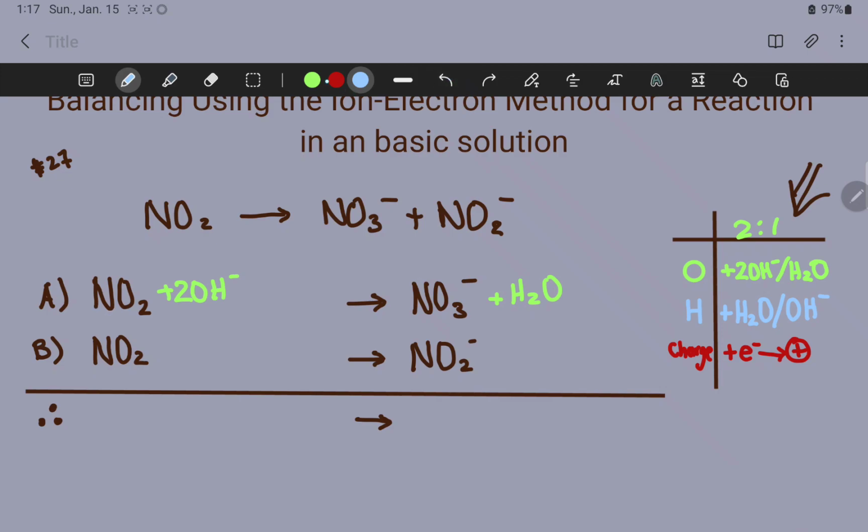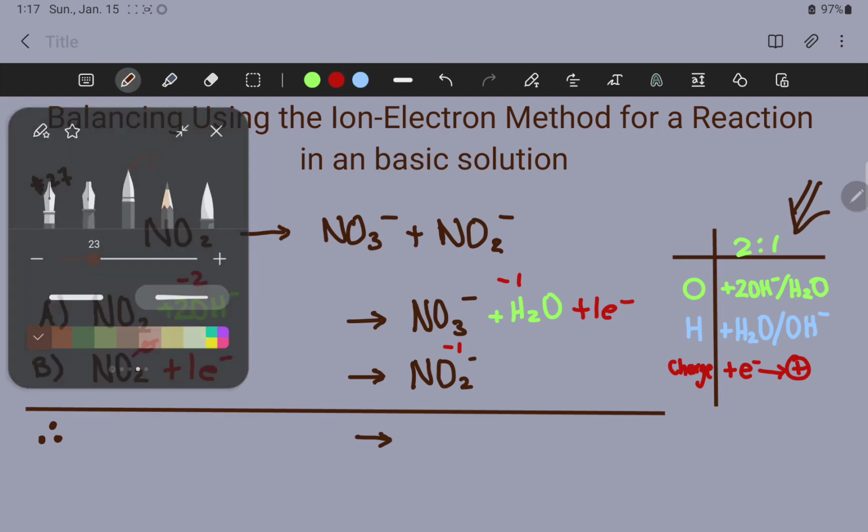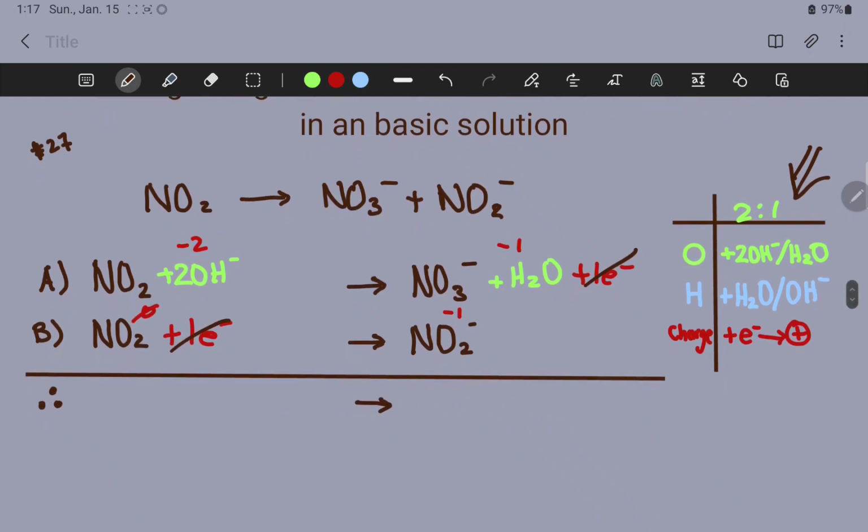Go ahead and go into charges. So charges, this one has a -2, -1, -1, neutral charge. So over here, I'm going to add it to the more positive side. I'm going to add 1 electron. To the more positive side, I'm going to add 1 electron. And I see that they're both equal to each other. Oh, there we go. So I'm going to cancel them out. And there we go. That's about it because I can't really cancel anything else out.